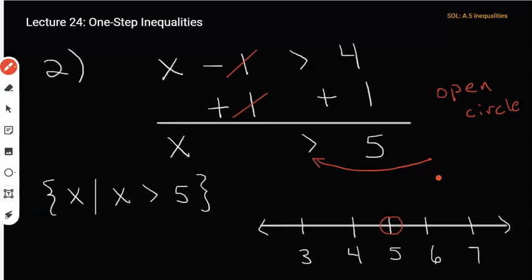Now, which way am I going to shade? To the right or to the left? The right. Because this is pointing to the right. I need to shade all the numbers that are greater than 5. So I need to shade numbers like 6 and 7. That means I'm going to have to shade to the right. And that's my answer. So it's pretty simple once you get the hang of it. I'm going to write shade to the right.